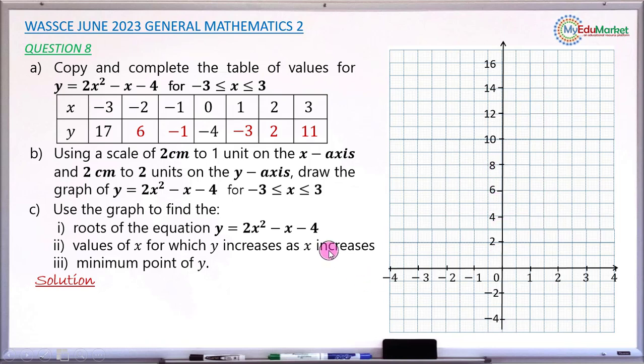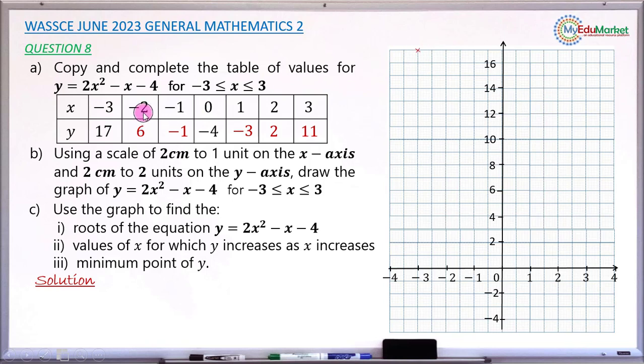What remains is to use the values there to plot the graph. Starting with the very first value, when x is minus 3, y is 17. This is x minus 3. You now find y of 17. This is y 16, so the next line will be y 17 exactly. I'm going to make a small mark there. This is x minus 3, y 17.